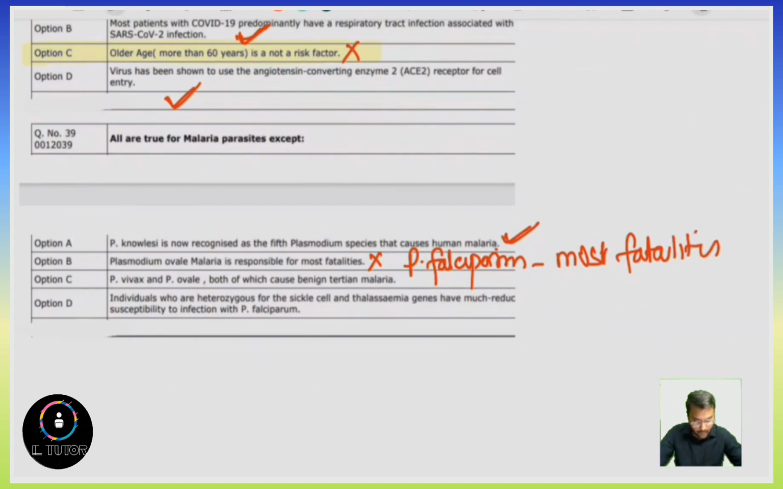P. vivax and P. ovale, both of which cause benign tertian malaria. This is true. And individuals who are heterozygotes for the sickle cell and thalassemia genes have much reduced susceptibility to infection with P. falciparum. This is again a true option. So option number C is incorrect. No, option number B is incorrect. Plasmodium ovale is not the most common cause of most fatalities. Answer will be Plasmodium falciparum.